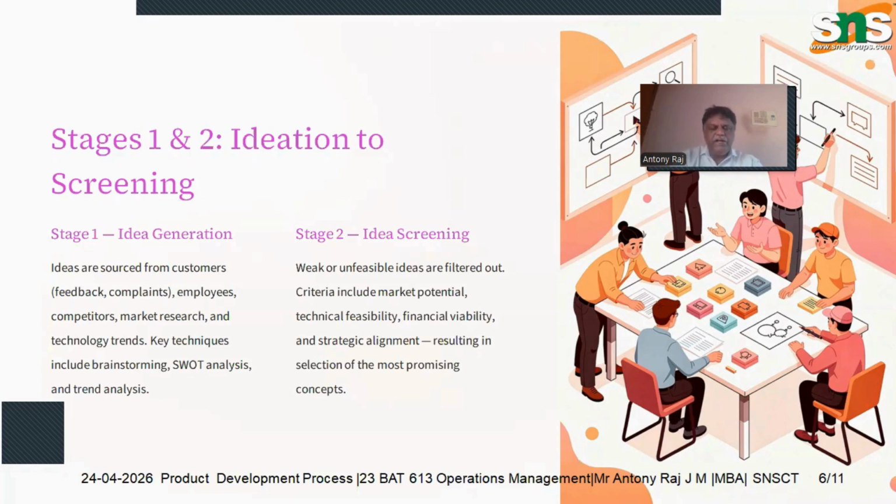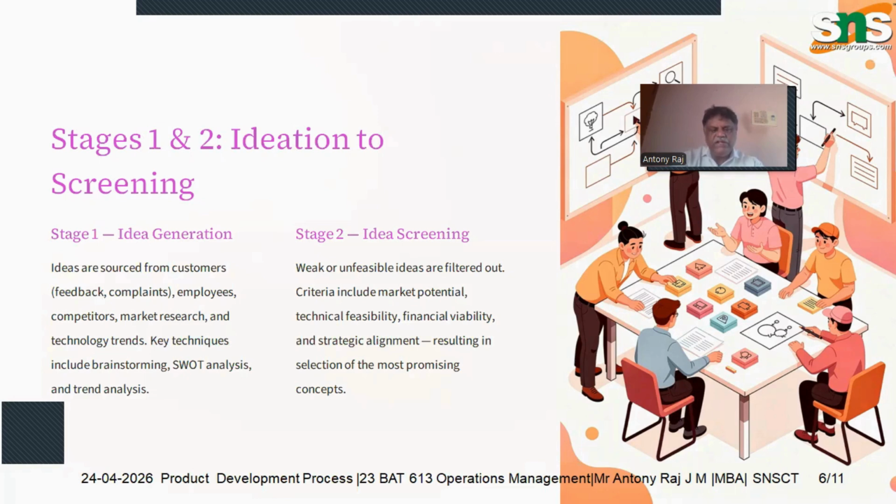Stage 2 is the idea screening process. In idea screening, weak and unfeasible ideas are removed. The criteria used for filtering are, first, the market potential: does the idea have good market potential? Then the feasibility of producing it, and then financial viability: does the company have the resources to produce it? And then the strategic alignment with the organization.